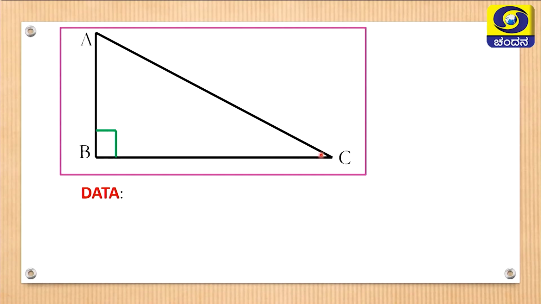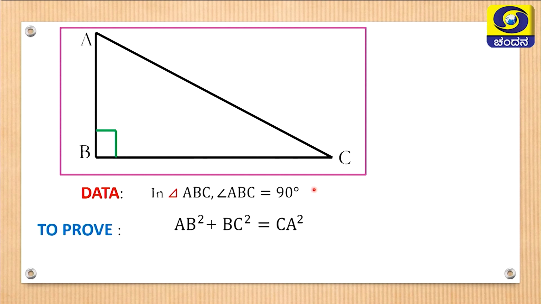So, we have got to write data, means given. What is given in the theorem? In right angle triangle ABC, while writing the triangle, you better write right angle triangle only in data also. In right angle triangle ABC, angle ABC is 90 degree. Anything else is given, children? No, that's all. This is a right angle triangle. We have to show that AB square plus BC square is equal to CA square.